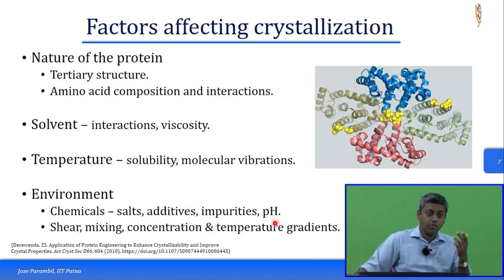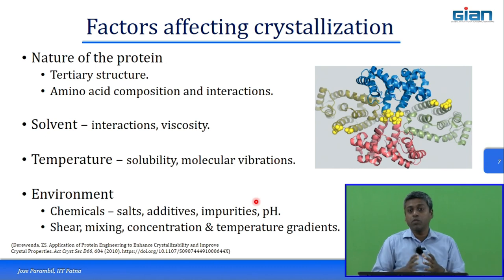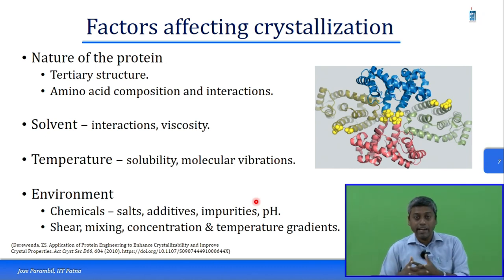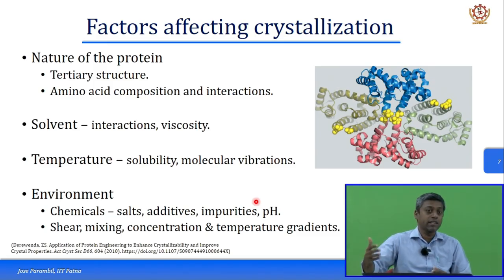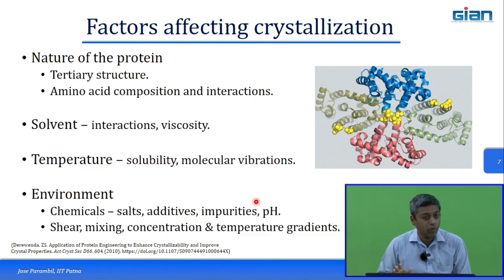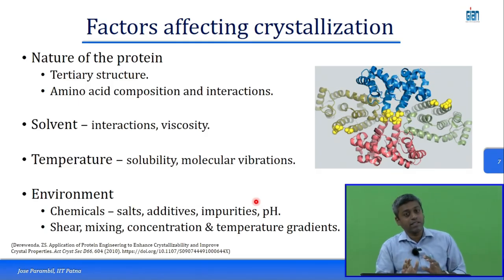So the pH of the solution in which it is crystallized would also affect how much it can be crystallized. I'll just finish this one point. While crystallizing, especially on the larger scale, when you think about the production scale, the fluid environment matters: how much shear is being applied, meaning whether it is being mixed vigorously or gently. Those things also do affect, because proteins are very shear sensitive. Sometimes shear helps crystallization, sometimes it prevents crystallization.